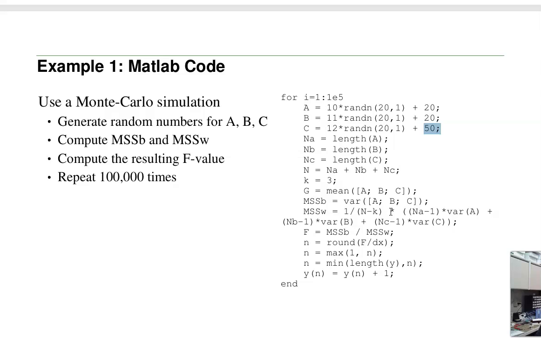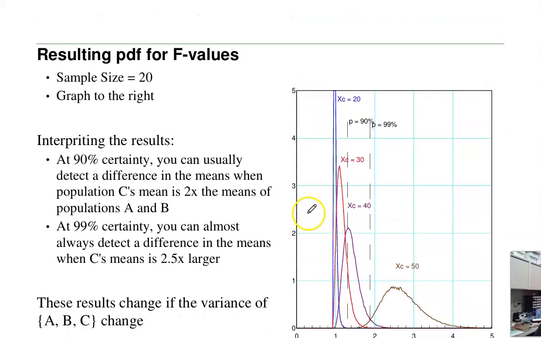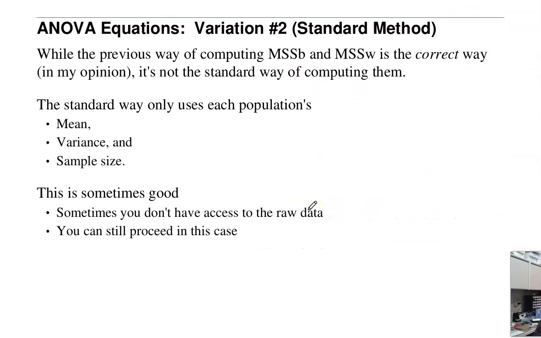Sometimes all that you're given is the mean of A, the standard deviation or variance of A, and the sample size of A. If that's all you're given, then I can't really do this, because I can't find how far each data point is from the global average. In that case, I need to make some approximations. Those approximations are what the standard method uses. They also use the approximations even when you have all the data, which in my opinion is the wrong way to do it, but that's the standard way of doing it.